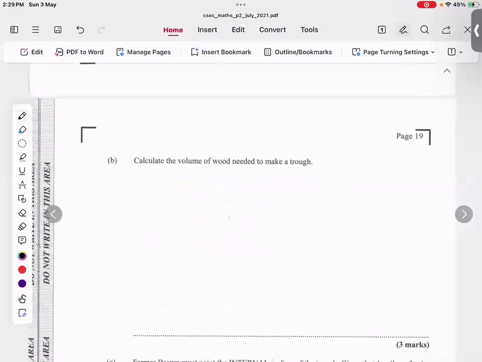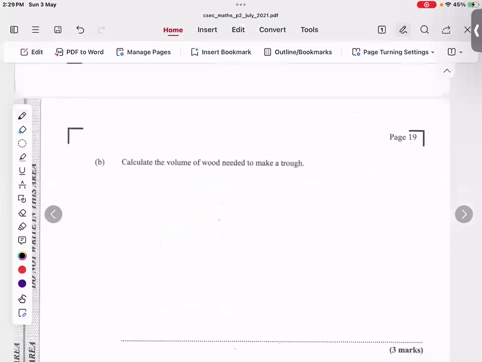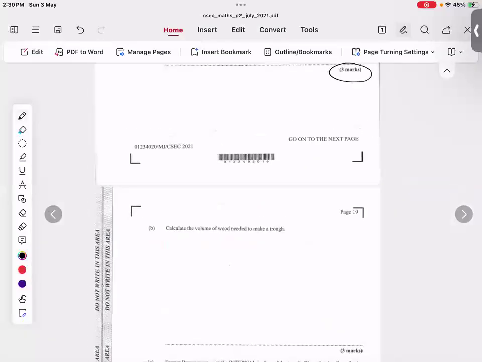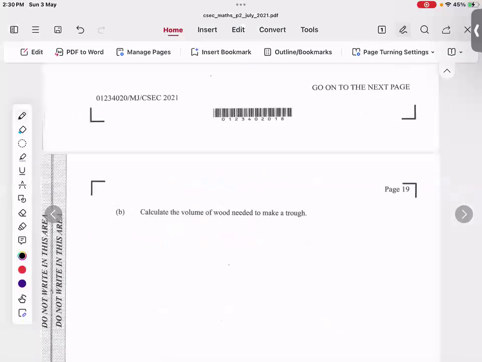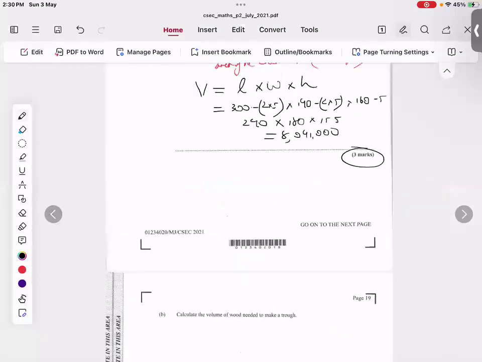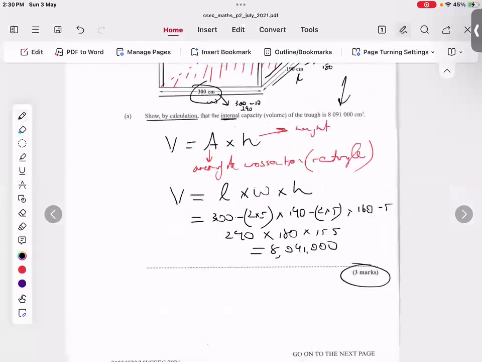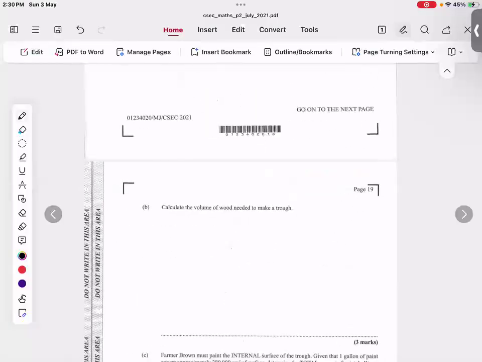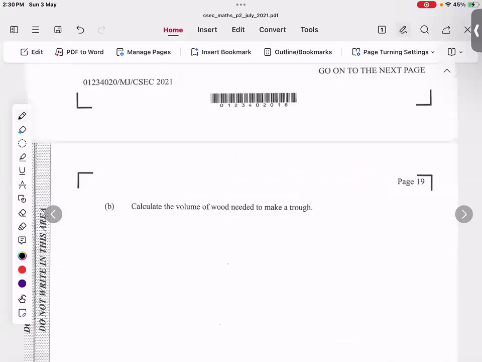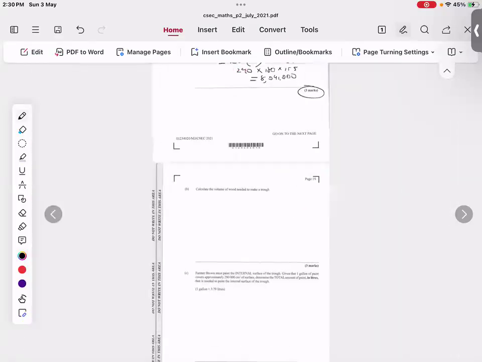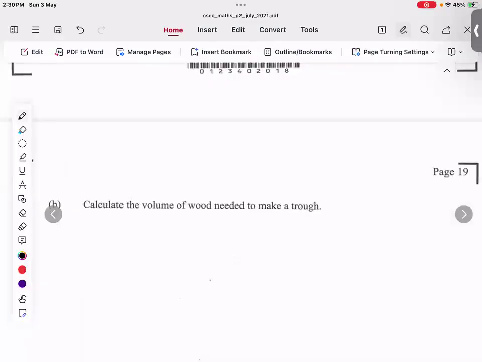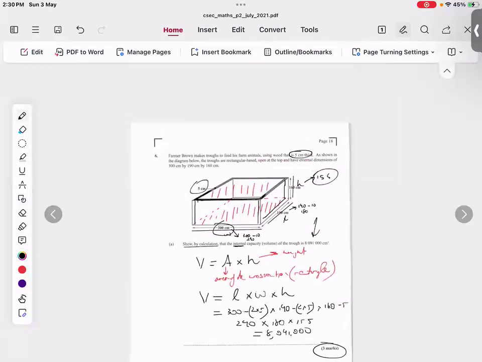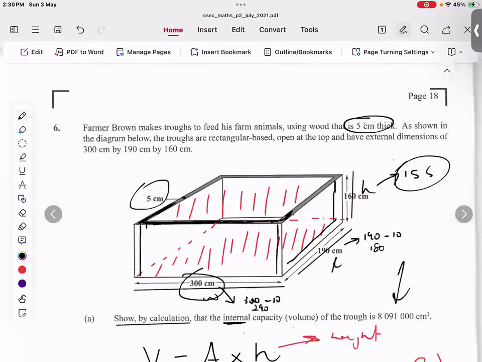So calculate the volume of the wood needed to make the trough. The volume of the wood. So what do they ask us up here? The internal capacity, the volume of the wood. To calculate the volume of the wood, we would need the volume of the external part. How many marks is it worth? 3, right? So in order for us to calculate the wood section, you have to basically subtract the volume of the internal from the volume of the external. Do you get me?